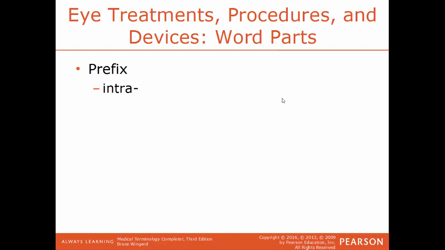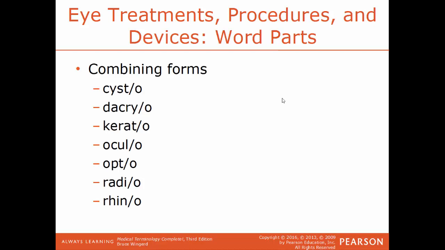And the word parts, the prefix intra means within. Some common combining forms you'll see. Cysto is a reference to a water-filled sac or a cyst. Dacryo is a reference to a tear. Kerato is a reference to the cornea. Oculo is a reference to the eye. Opto is a reference to the eye or to vision. Radio is a reference to X-rays. Rhino is a reference to the nose.